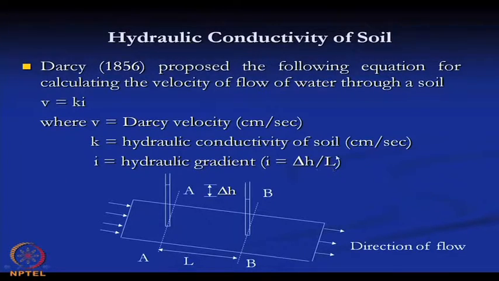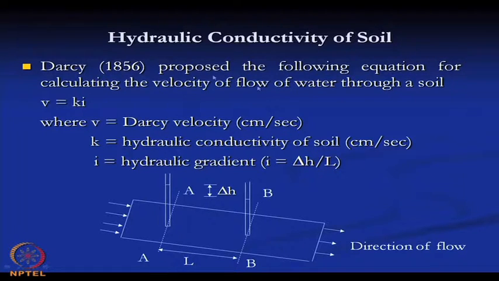So, next is the hydraulic conductivity of the soil. What is hydraulic conductivity of the soil? Darcy proposed the following equation for calculating the velocity of flow of water through a soil, and that equation is V equal to K into I, where V is the Darcy velocity, written in centimeter per second, K is the hydraulic conductivity of the soil, also in centimeter per second, and I is the hydraulic gradient, that is del H by L.